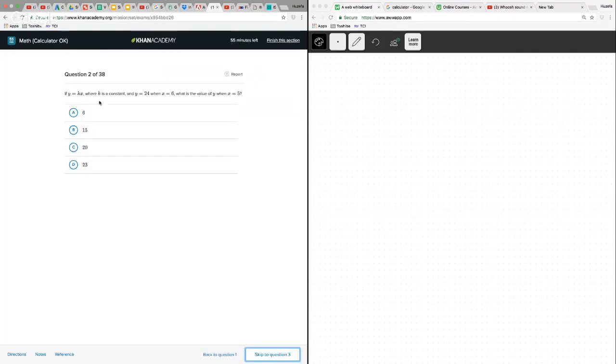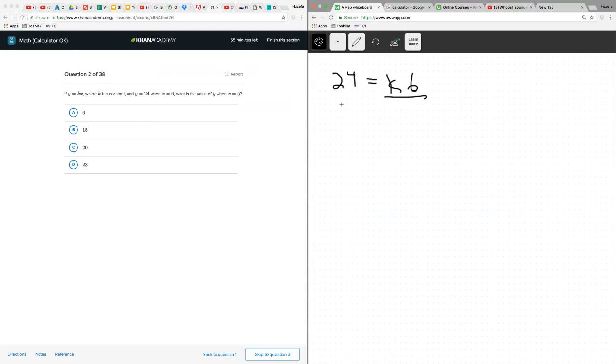Y equals kx, k is a constant, y equals 24. So I'm going to start plugging this in right here. Y equals 24 when x equals 6. So we can solve for k, all right? We can divide both sides by 6, and we get k equals 4. Boom. So if k equals 4, it says what is the value of y when x equals 5?